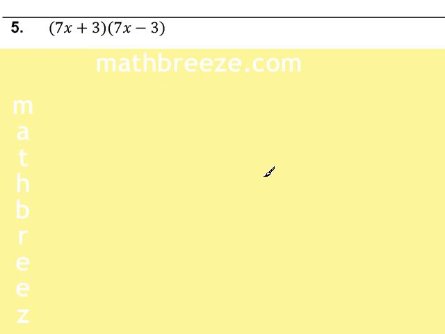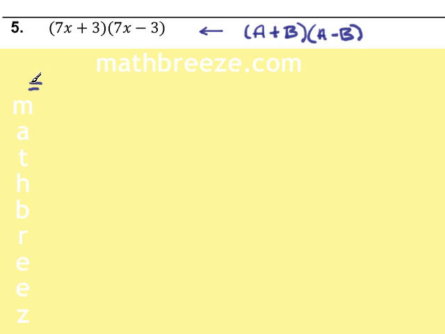In number 5, we have another binomial times binomial, but notice this is of a specific form. Here we have 7x and a 3 with a plus in the middle. Here we have 7x and a 3 with a subtraction symbol in the middle. So this is of the form two things added, a plus b, and the same two things subtracted. All right, let's see what happens when we multiply these.